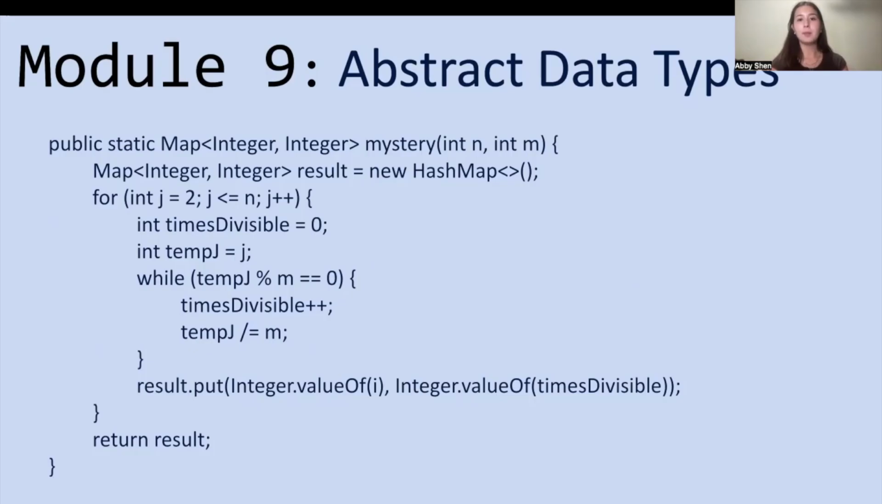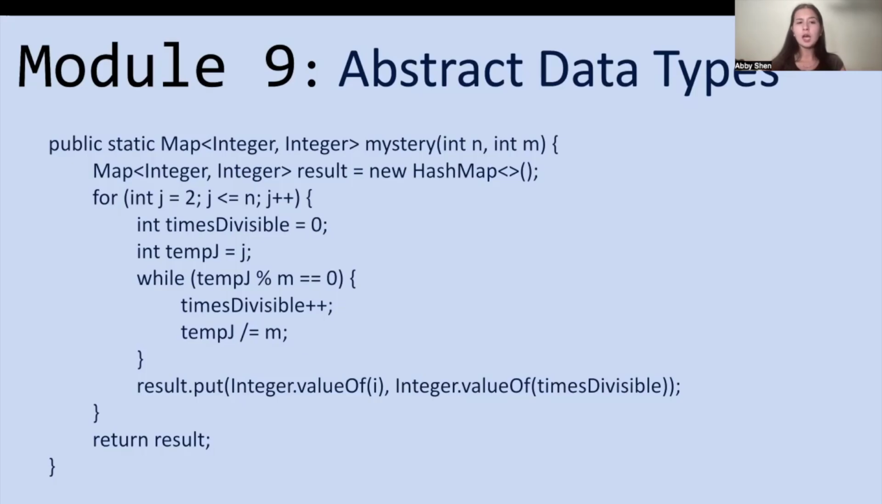Okay, going to switch the slide. So we have our mystery method here. You don't have to call your method mystery, but it's public static, and then we're returning a map with integer keys and integer values. The method's called mystery, and it takes in parameters n and m. So we start by initializing a new map. We say Map, and then we give Integer for the type of the key and the type of the value. We can name it result, and then new HashMap. So we can iterate through from 2 to n.